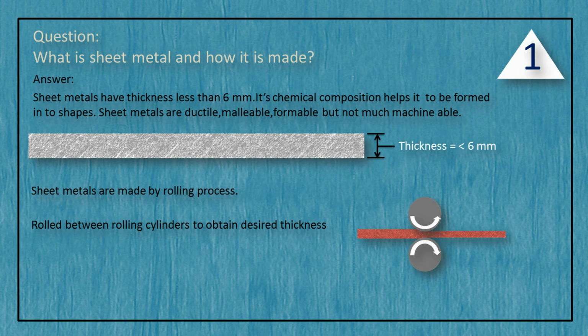Sheet metals are made by the rolling process. Rolled between rolling cylinders to obtain desired thickness.